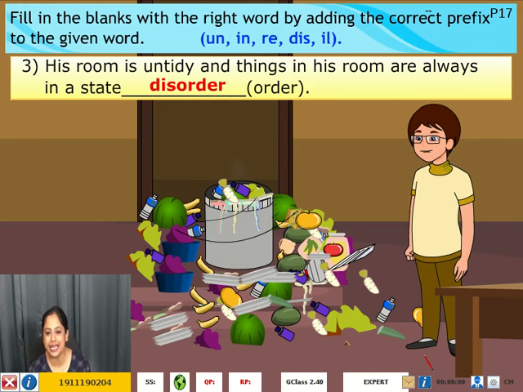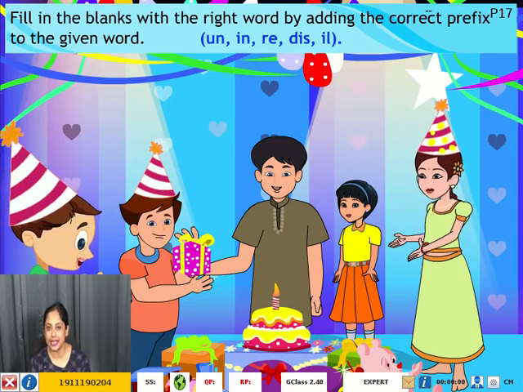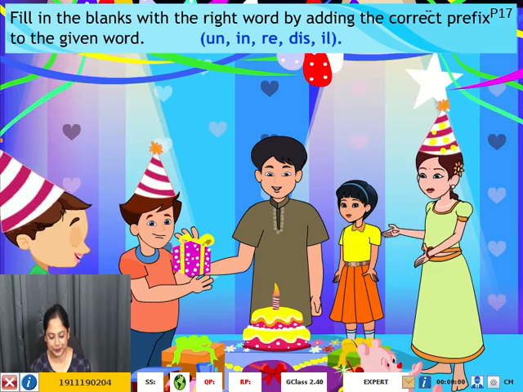We'll use the prefix dis. What will that do? That will change the meaning of the word completely. Order means organized. Disorder means disorganized. Right? So, we have added the prefix dis, D-I-S, with the word order.